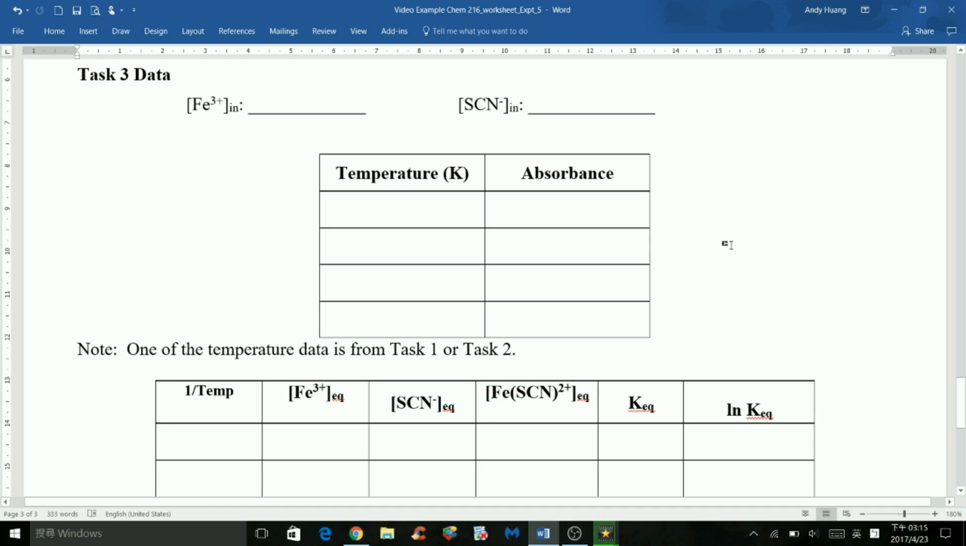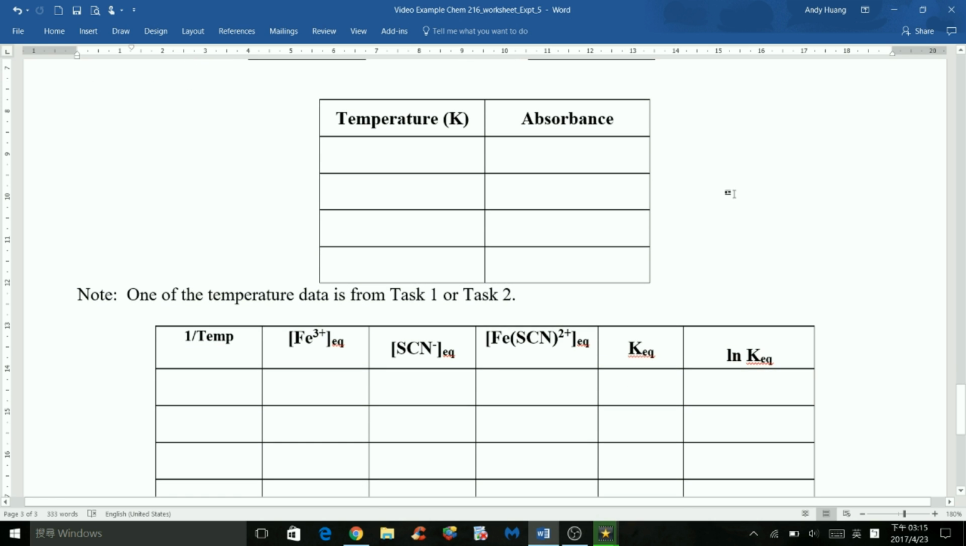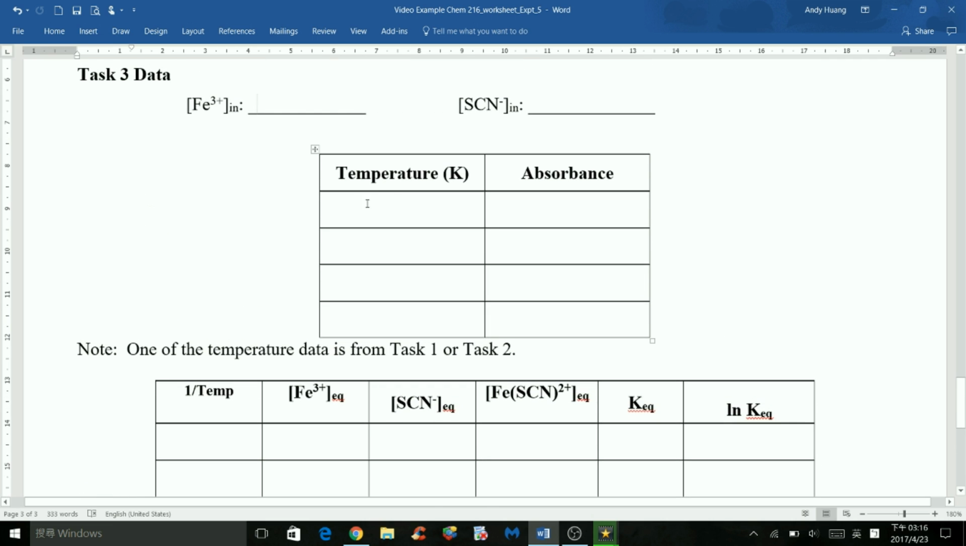In task 3, you pick a solution from task 1 or 2 with an absorbance that was approximately 0.5, and make sure you record the initial concentration of iron 3 plus and thiocyanate of that solution. You prepare the solution again and put them in different water baths: 10 degrees Celsius, 30 degrees Celsius, and 40 degrees Celsius. So you should record them here.